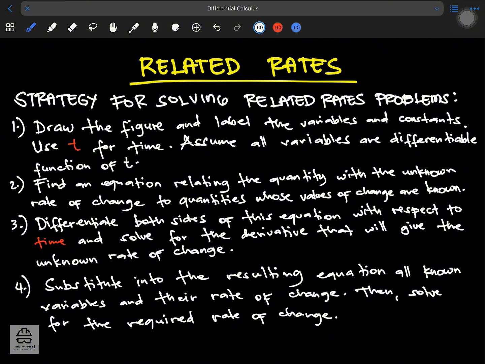Okay? Kasi ginawa natin dito sa strategy 1 is we draw the figure, then we label all the variables and constant. So yung gagawin natin dito sa step 4 is that we will substitute all the labeled variables and constant into our resulting equations. So all known variables and the rate of change. Then we will solve for the required rate of change. So let's apply this into a problem and let's start solving related rates problems.